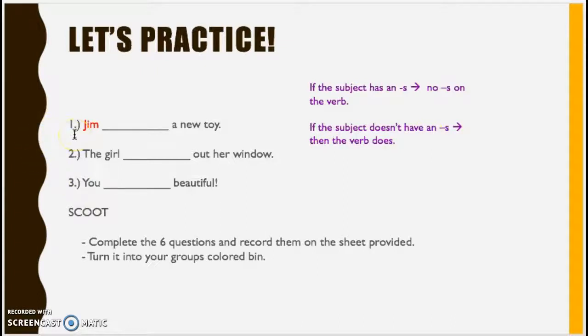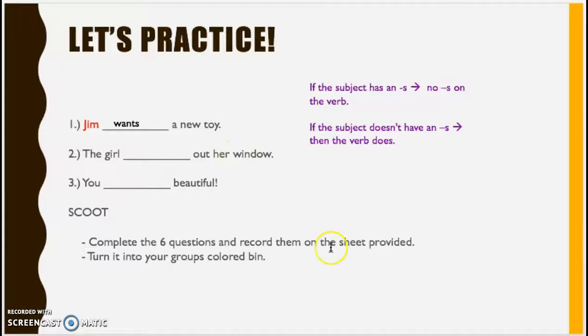So which of the verbs correctly completes this sentence? If you pick the verb wants, Jim wants a new toy, you would be correct. Okay? Let's go to number 2. Read it with me. Ready, set, read. The girl blank out her window.